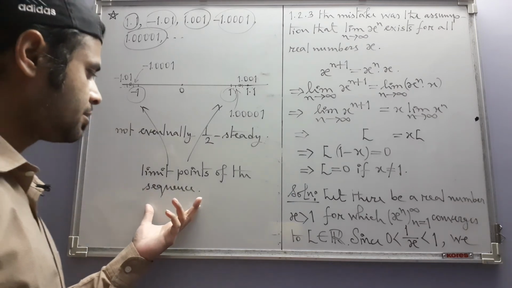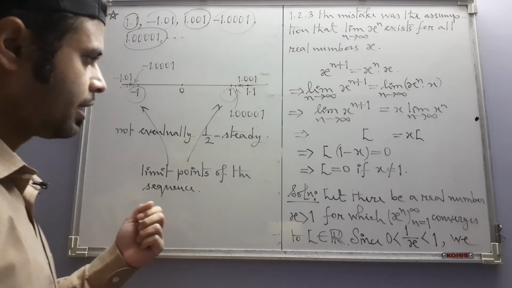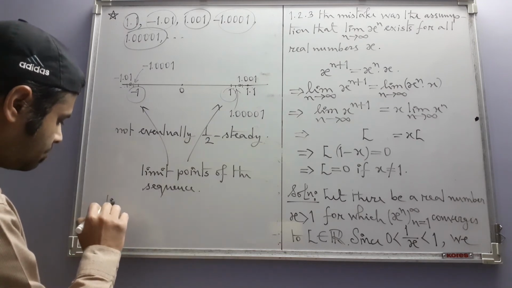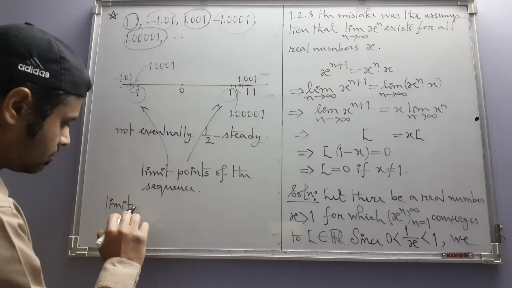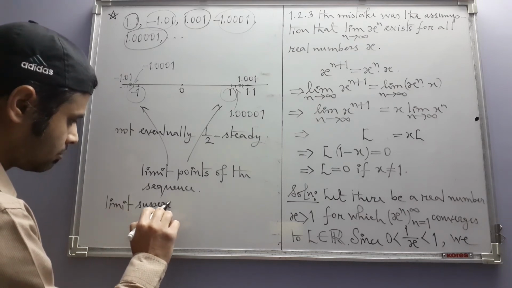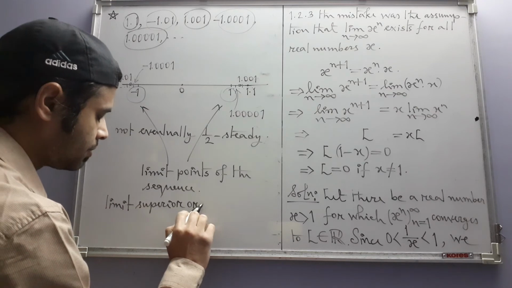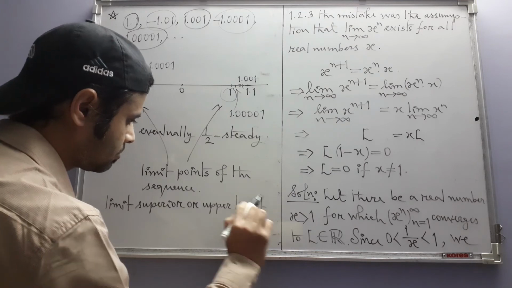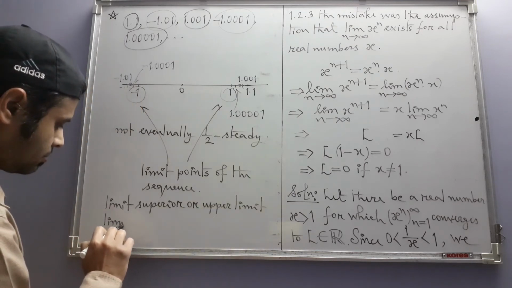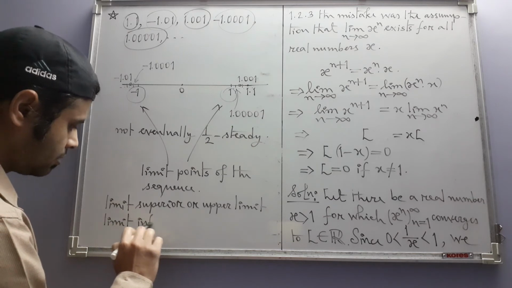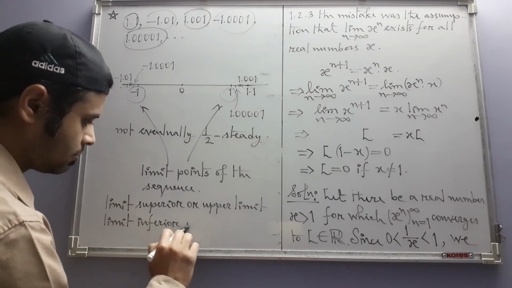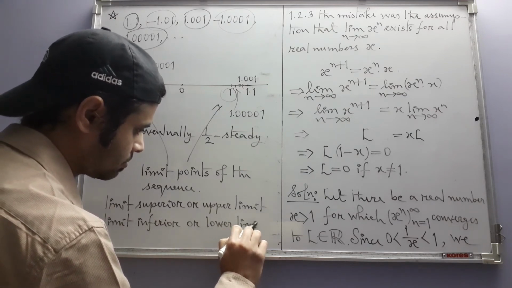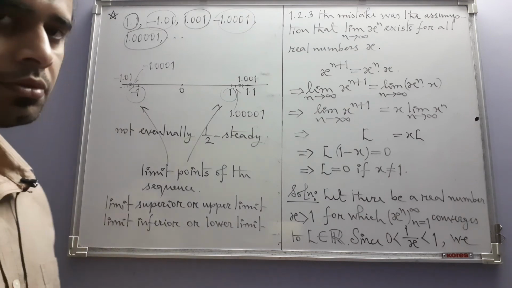We need to precisely define this concept, and then there is something else. Limit superior or upper limit and limit inferior or lower limit of a sequence of real numbers.